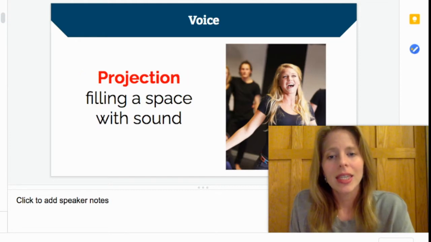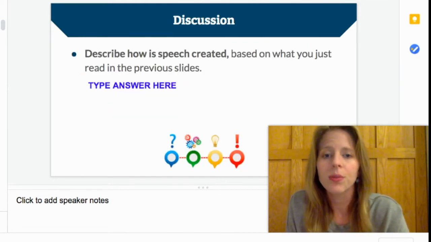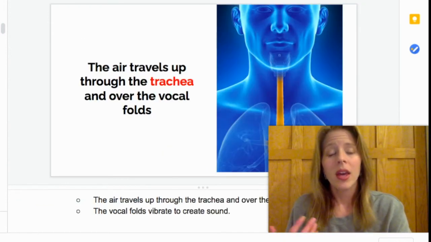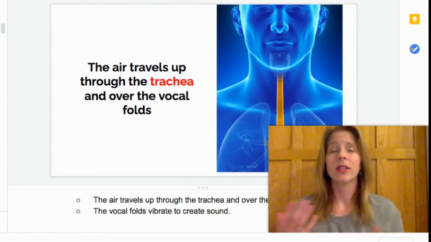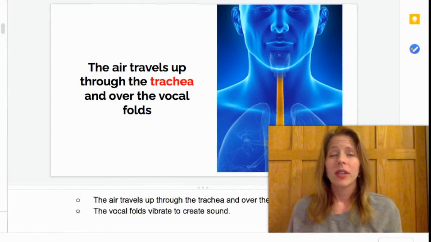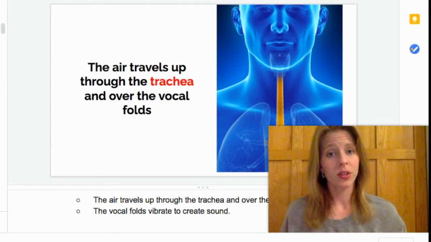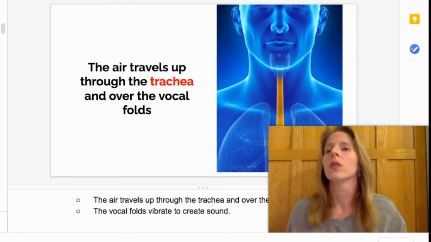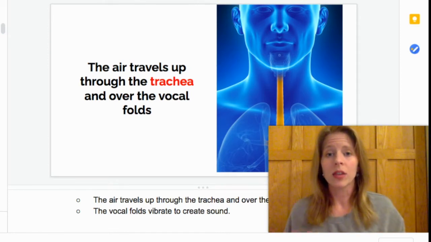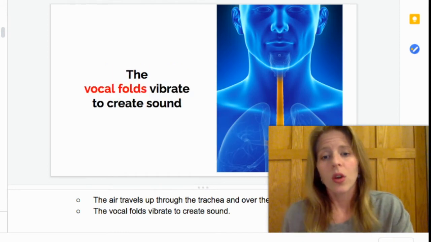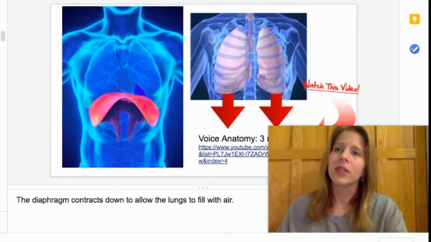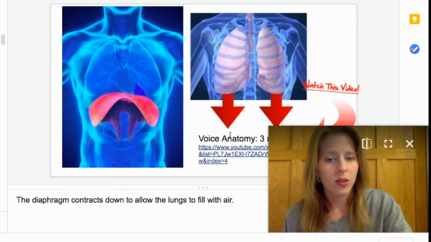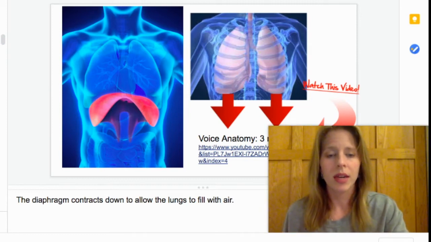Then we're going to talk about some things on these slides: articulation, projection, and how speech is created, so how that looks in your throat and in your mouth. It's really important that we as performers, and people in general, understand this, because you can really mess up your voice if you don't talk or sing or speak loudly correctly. We talk about where those things are, how the diaphragm and your lungs go into it, and there's a short video we're going to watch about vocal anatomy.